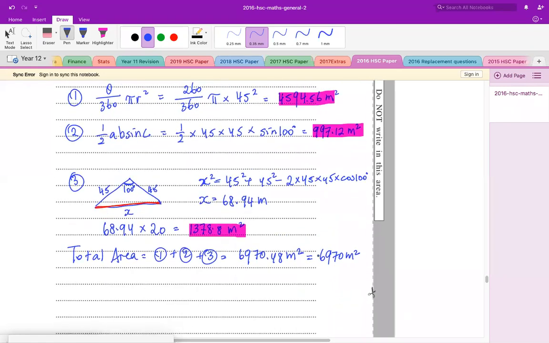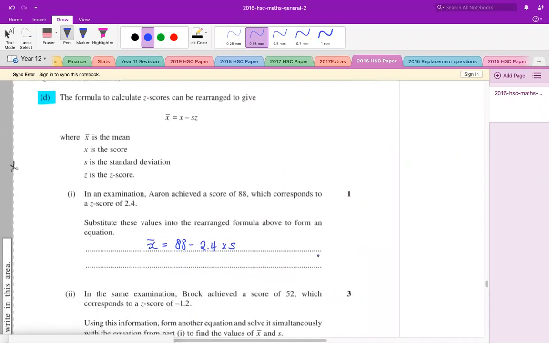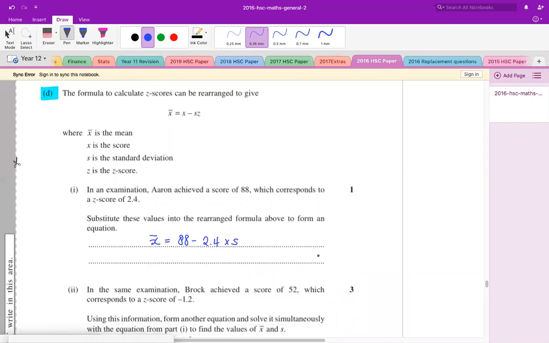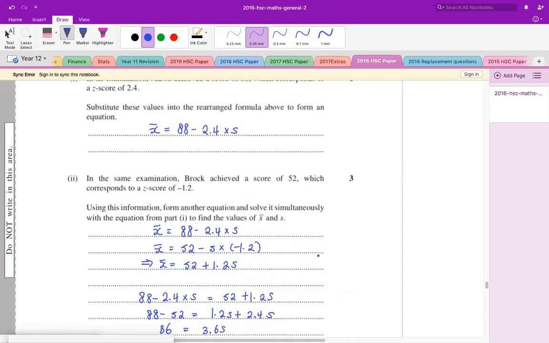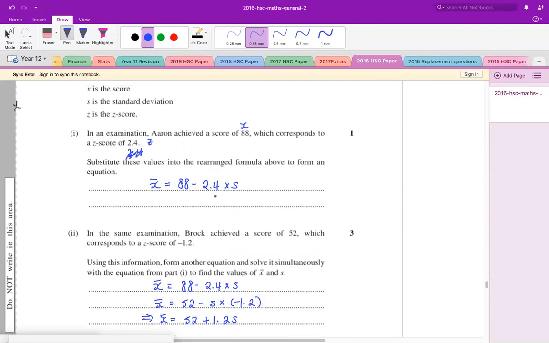All right, moving on. This question, I didn't think it was hard. Oh, actually, the second part's a bit tricky, right? So the first one, you just substitute the values in. You know, the score is 88. So x is the score, and the z score is 2.4. So you literally put these two numbers into the equation you're given. That's the one you're using.